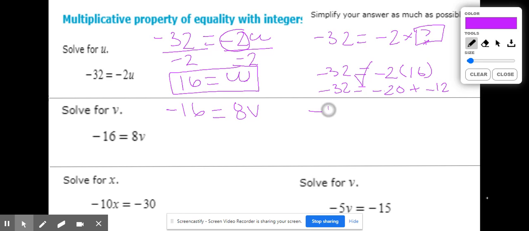So this is saying that negative 16 is equal to 8 times some number. Well, we already know that 8 times 2 is 16, hopefully. So my guess is if this is a negative 16, it's probably a negative 2. Let's solve and prove our suspicions. So we divide both sides by 8, do the opposite of multiplication. 8v divided by 8 is 1v, no need to write the 1.